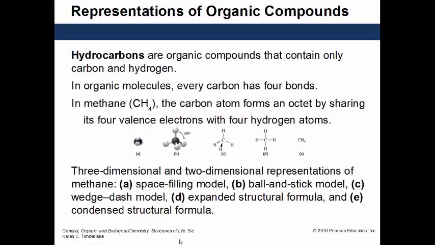For letter D, that is what's called an expanded structural formula. Solid lines represent individual bonds. And then for letter E, what's called the condensed structural formula, you are writing this basically without showing how all the atoms are bonded. So all 5 of these represent exactly the same compound, just in 5 separate ways.